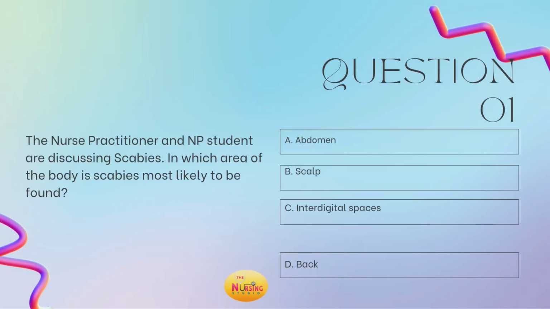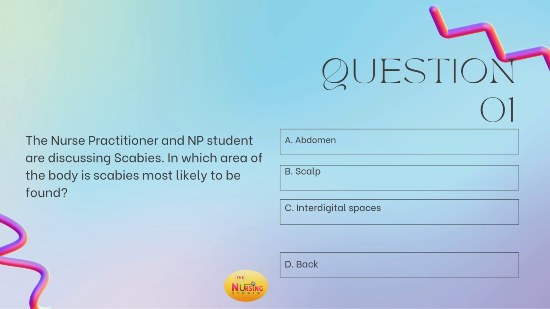Question number one states, the nurse practitioner and NP student are discussing scabies. In which area of the body is scabies most likely to be found? Is it A, the abdomen, B, the scalp, C, interdigital spaces, or D, the back? Take a moment and tell me what you got in the comments, you guys.